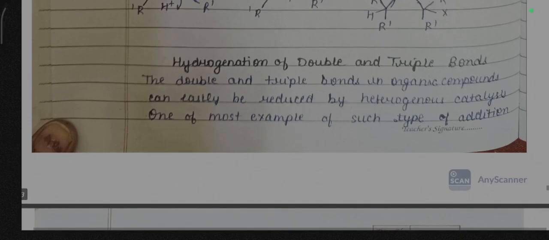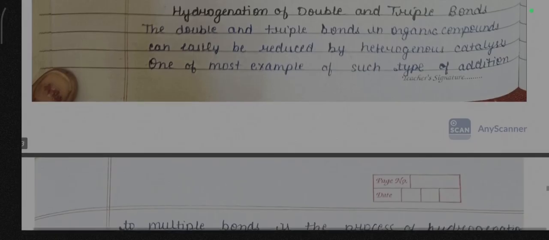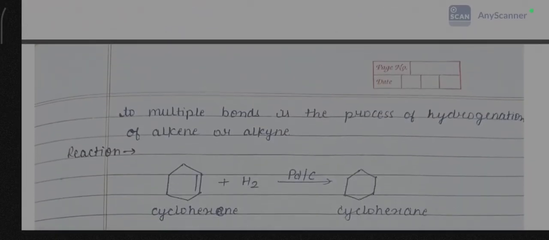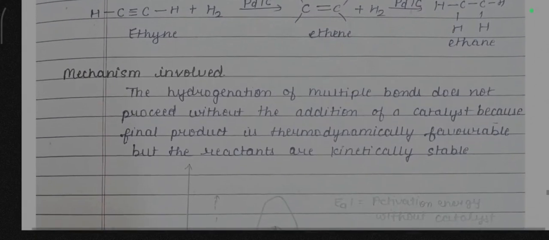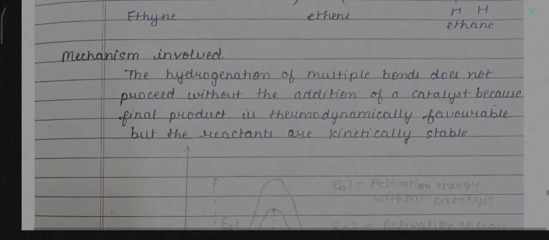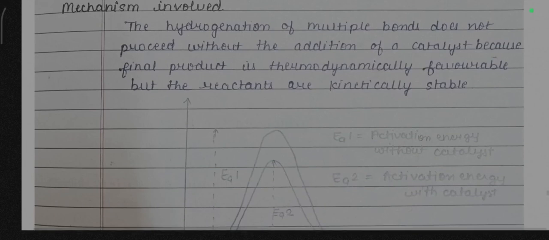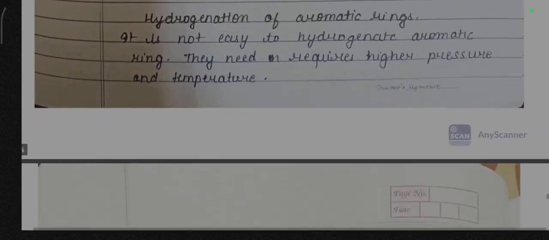Hydrogenation of double and triple bonds. The double and triple bonds in organic compounds can easily be reduced by heterogeneous catalysis. One of the most common examples of such addition to multiple bonds is the hydrogenation of alkenes or alkynes. Mechanism involved. The hydrogenation of multiple bonds does not proceed without the addition of a catalyst because the final product is thermodynamically favorable but the reactants are kinetically stable.